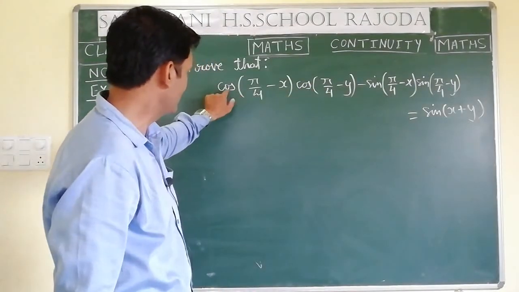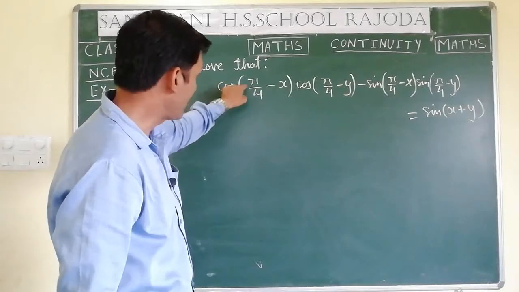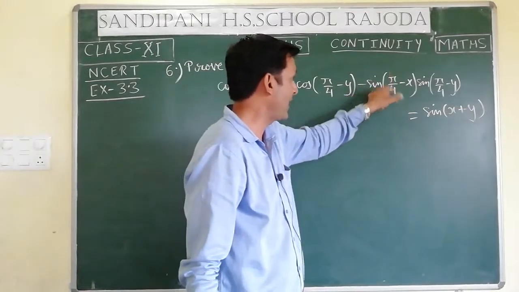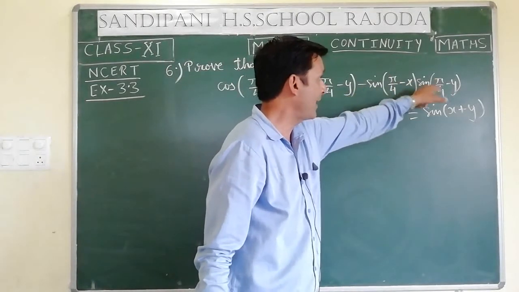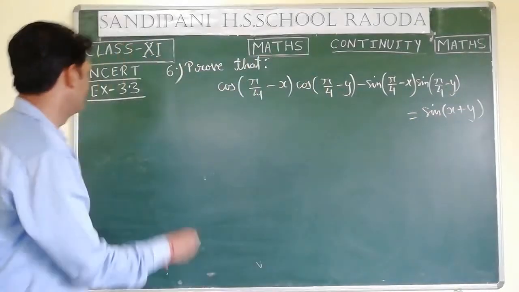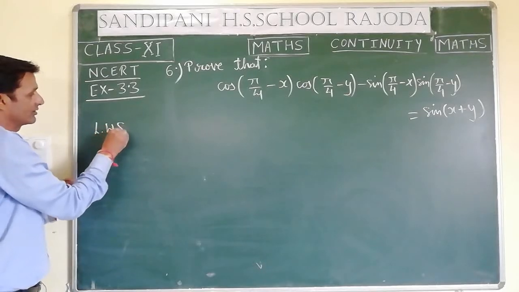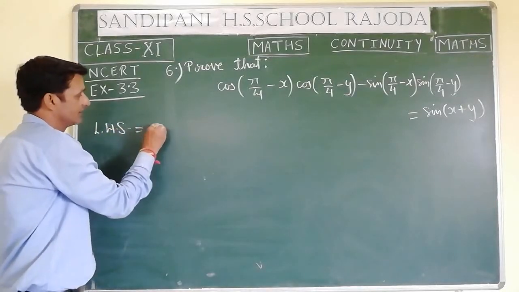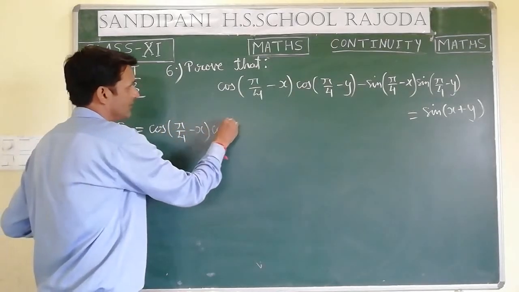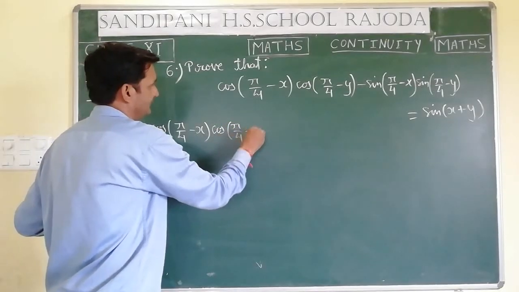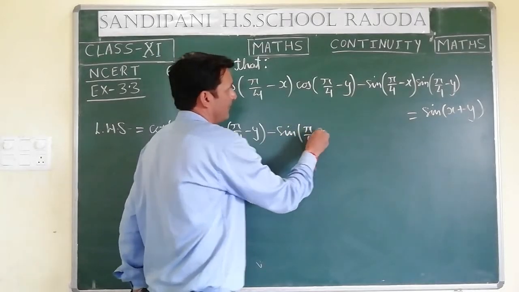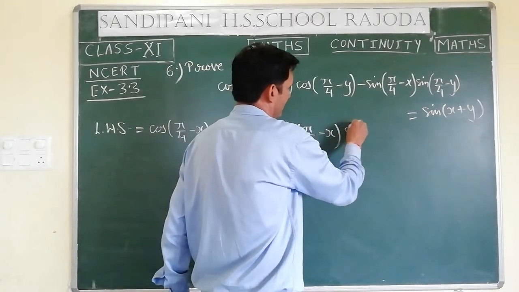Here it is mentioned, we have to prove that cos (pi by 4 minus x) cos (pi by 4 minus y), minus sin (pi by 4 minus x) sin (pi by 4 minus y) is equal to sin (x plus y). So now let us take the LHS of this question. It is cos (pi by 4 minus x) cos (pi by 4 minus y), minus sin (pi by 4 minus x) sin (pi by 4 minus y).